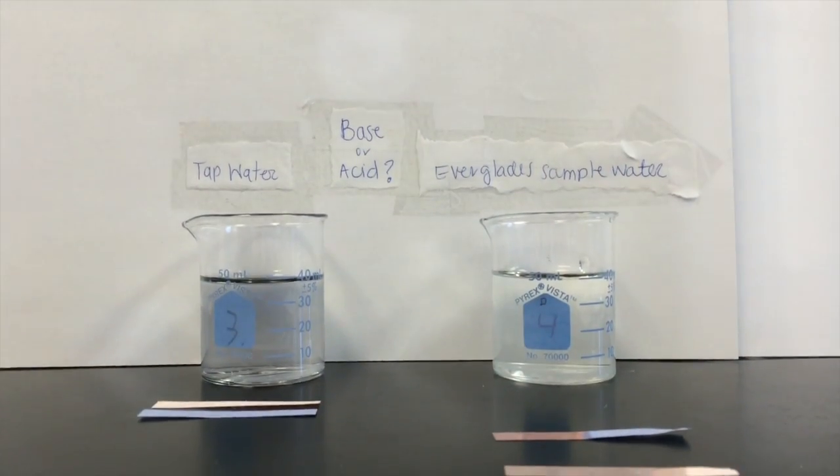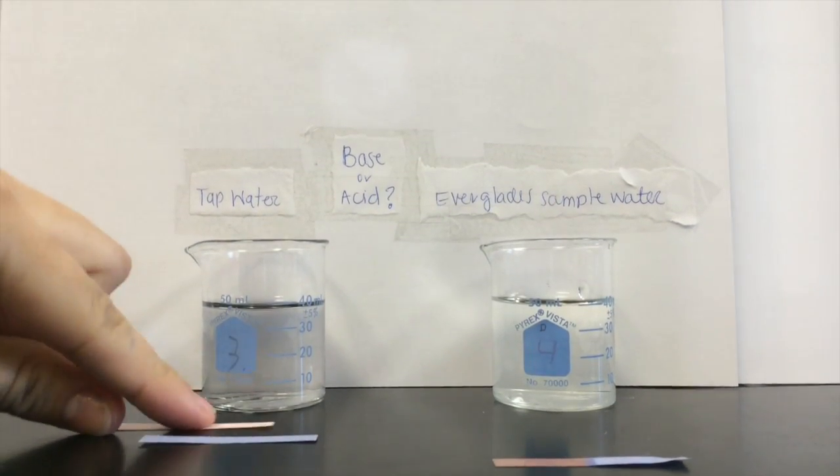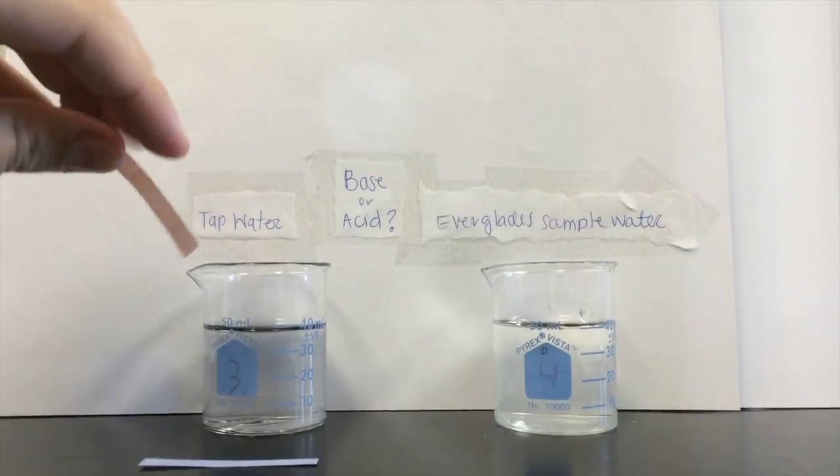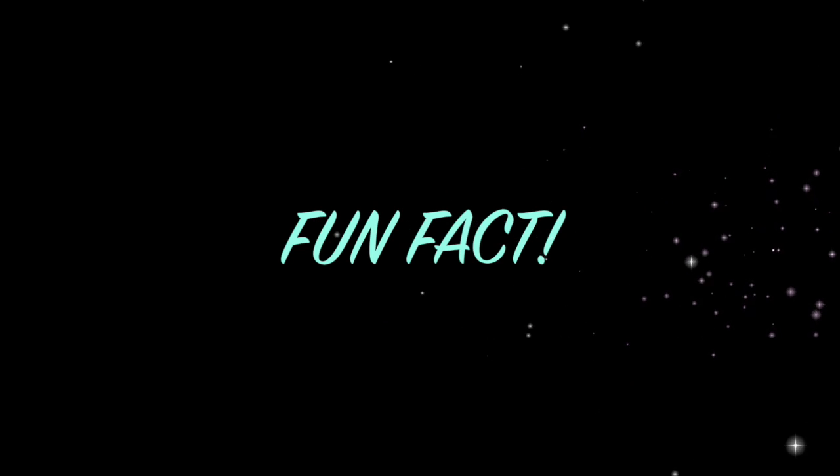Here we have a sample of tap water. If indeed it is a neutral solution, then the red and blue litmus strips will stay their original color. Fun fact, any neutral solution has a pH level of about 7 or 8.